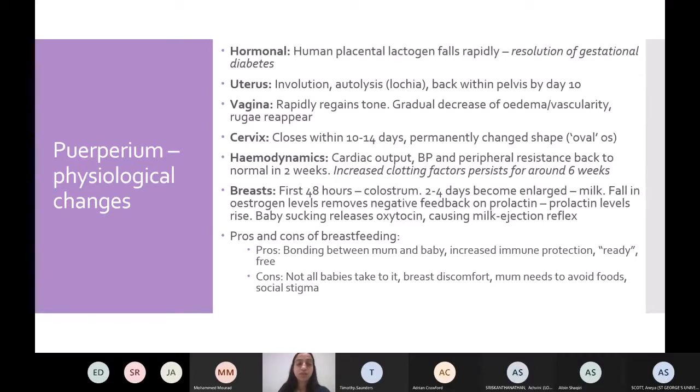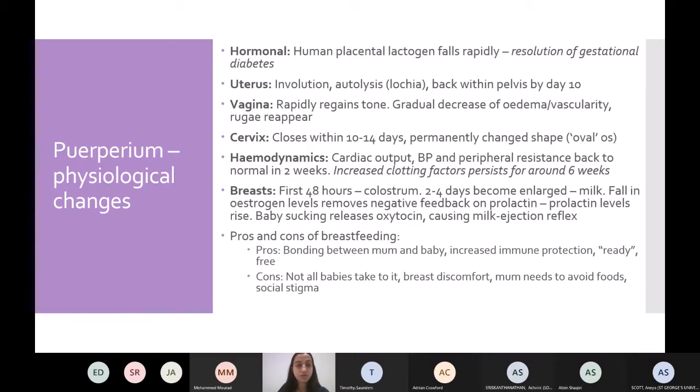In terms of breastfeeding, in the first 48 hours you get colostrum development, and then you would expect that after day 2 your breasts would become more enlarged and you would get milk coming through. There's a fall in estrogen levels, and that removes the negative feedback, and the prolactin levels rise, and the sucking motion of the baby releases oxytocin, which helps the milk ejection reflex. And just thinking a little bit about the pros and cons of breastfeeding, which I've put there, but I won't go into very much.